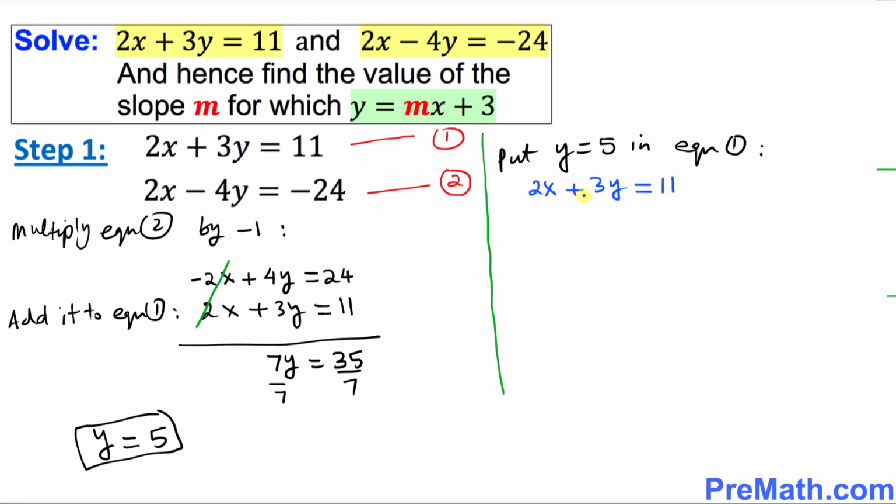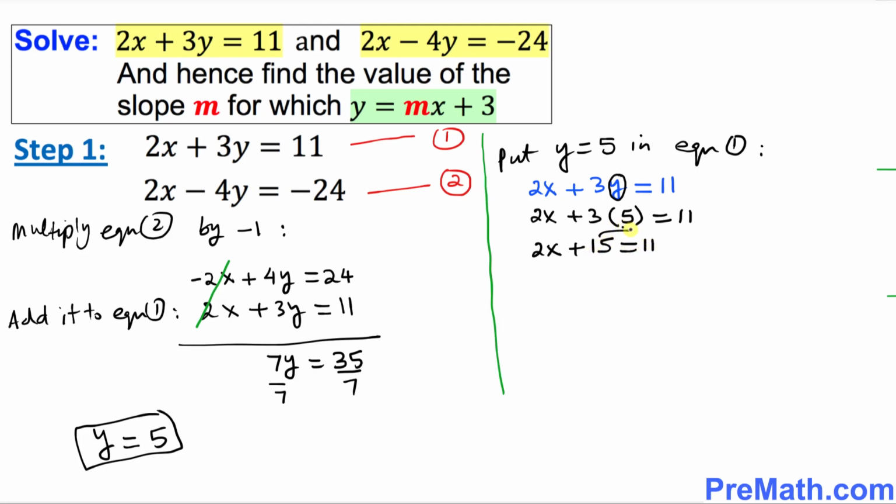In the next step, we are going to put the y equals 5 value in equation number 1. Here, 2x plus 3y equals 11 is our equation number 1. So wherever you see y, I'm going to replace it by 5. So this is going to be 2x plus 3 times 5 equals 11. And now let's solve for x. So 2x plus 15 equals 11.